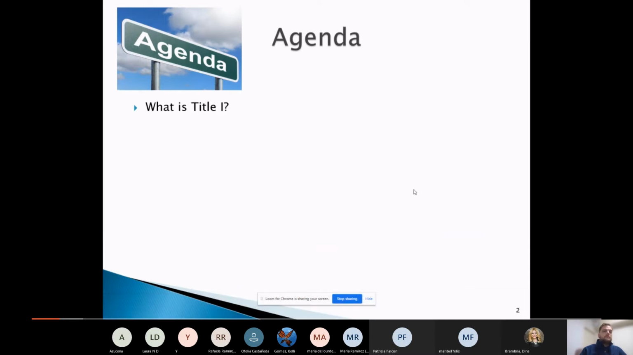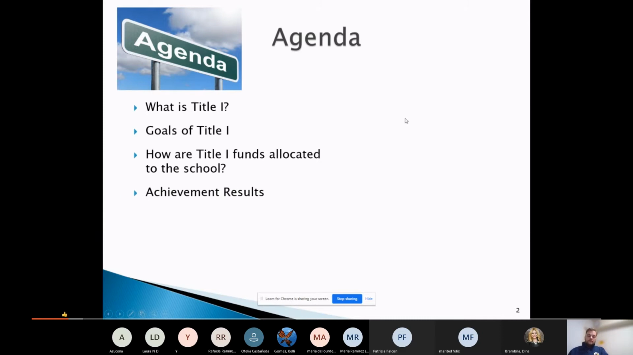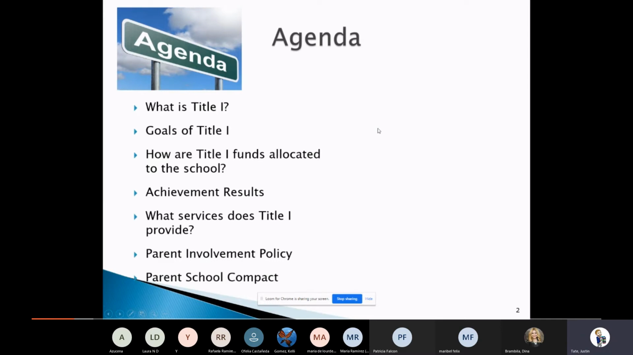This presentation will be done in English and in Spanish. We're going to review what is Title I, what are the goals of Title I, how are Title I funds allocated to the school. We're going to talk about the achievement results, expectations, what services Title I provides, and the parent involvement policy, as well as the Parent School Compact.